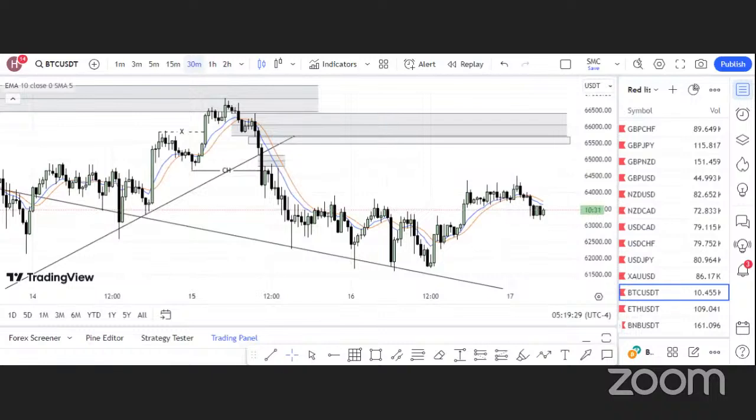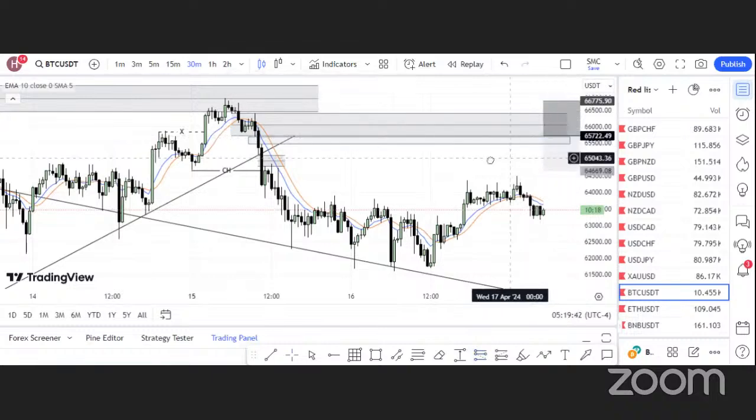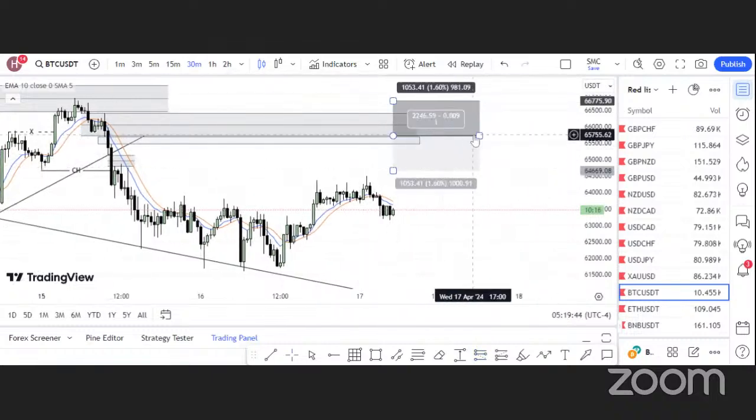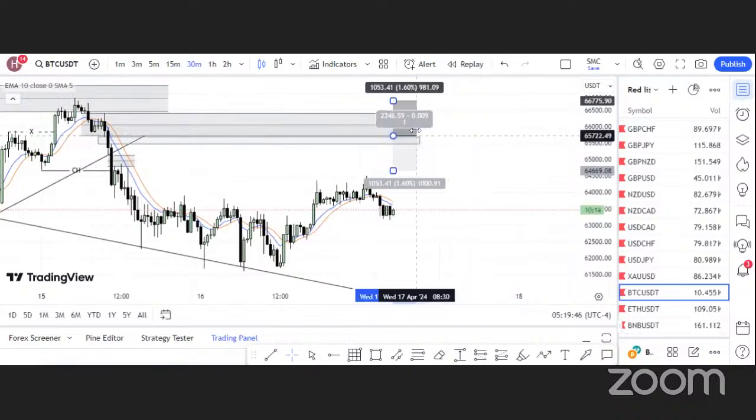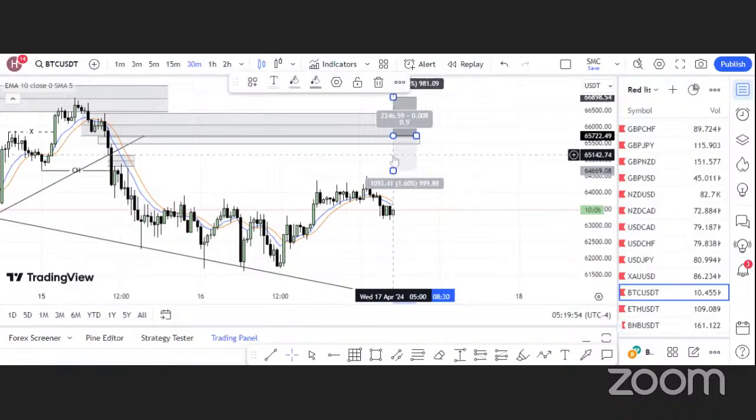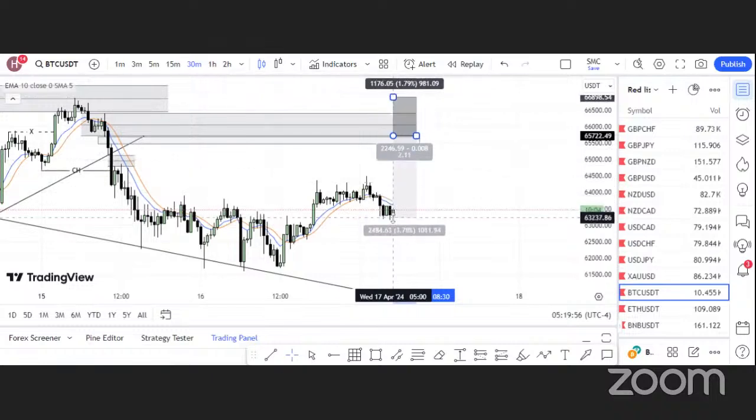Okay, so on the 30 minutes time frame where we have our order block and fair value gap, this is what I'm currently waiting for. I want the market to come to this level and the high, which is the recent high here. This would be my take profit, and the recent low would be my stop loss.